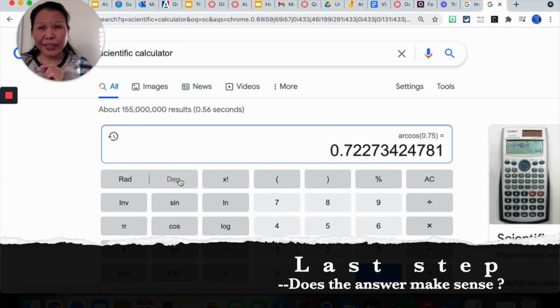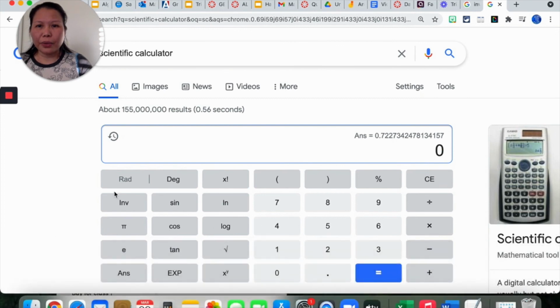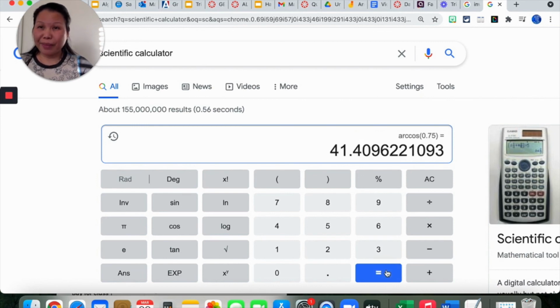See, when the answer doesn't make sense, 0.7, that's too small to be an angle. Degree, select that first. Let's try it again. We would hit inverse cosine, 0.75, enter. Now that makes more sense, 41.4, but we're going to round it to the nearest degree. So 41 is the answer.